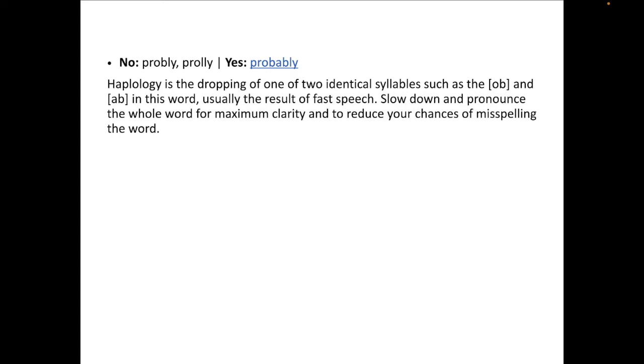It is not "probly" or "probally," it is "probably." Haplology is the dropping of one of two identical syllables, such as the "ob" and the "ab" in this word, usually the result of fast speech. Slow down and pronounce the whole word for maximum clarity and to reduce your chances of misspelling the word.